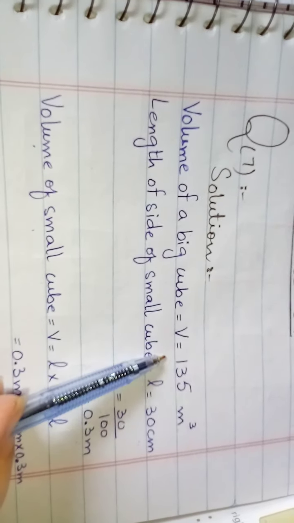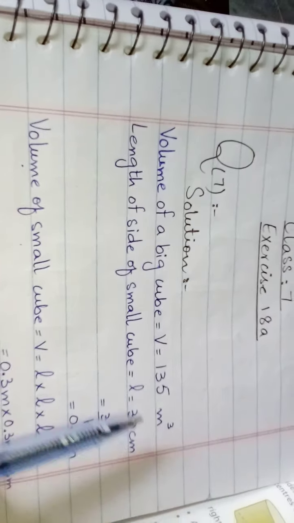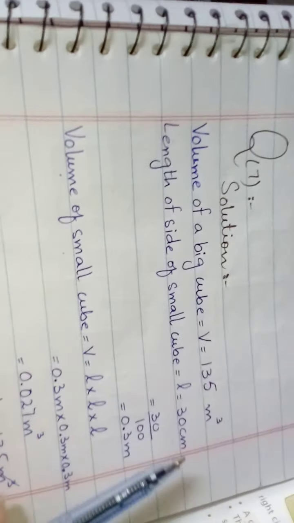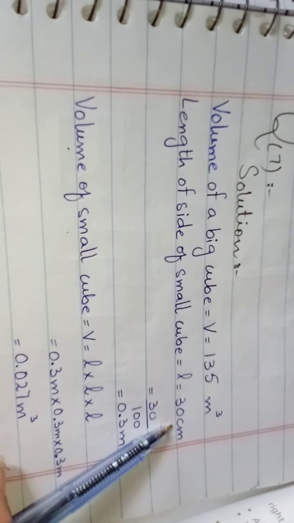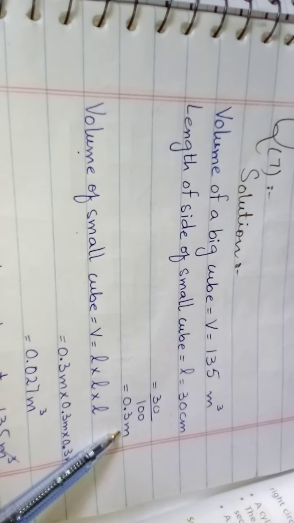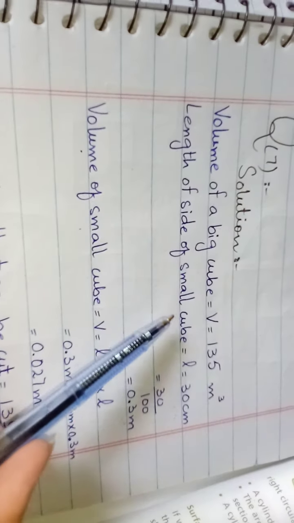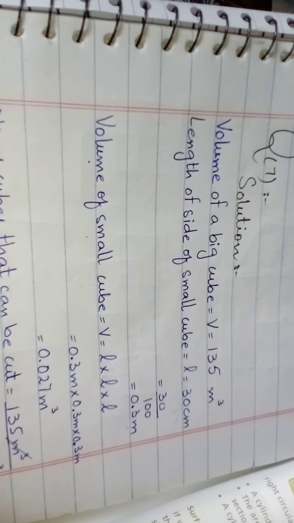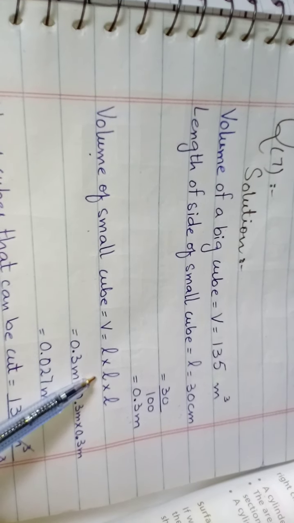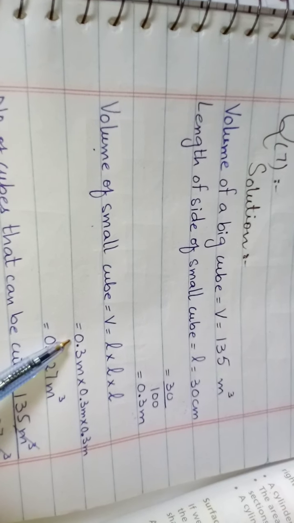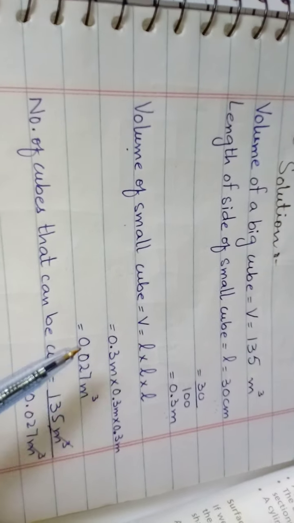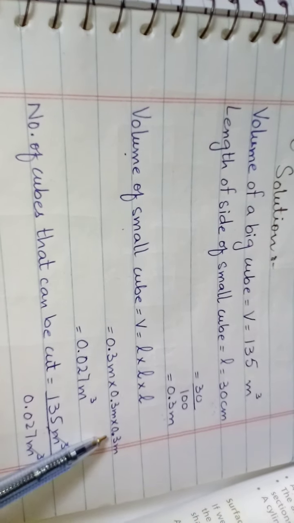Volume of the big cube is equal to 135 meter cube, as given in the question. Length of side of small cube, L, is equal to 30 centimeter. This is in centimeter, so we have to convert into meters. So we divide 30 over 100, that is equal to 0.3 meters. Now we have to find the volume of this cube. This is a cube, so its length, breadth and height will be the same. So volume of the small cube is equal to length multiplied by length multiplied by length, that is equal to 0.3 meter multiplied by 0.3 meter multiplied by 0.3 meter, that is equal to 0.027 meter cube.